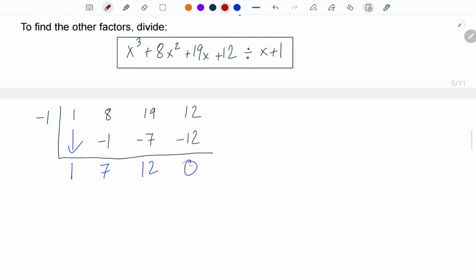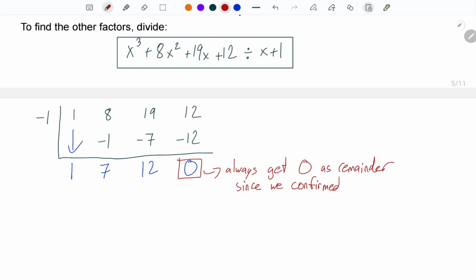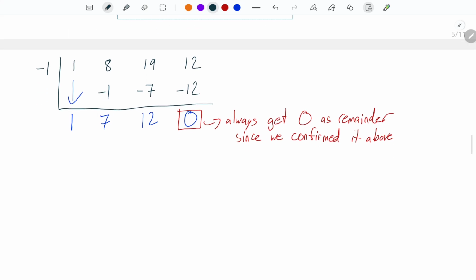So when you're doing your division, you should always get 0 as your remainder, since we confirmed that above using remainder theorem.